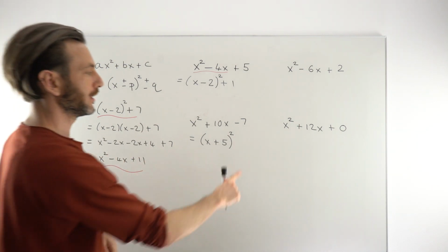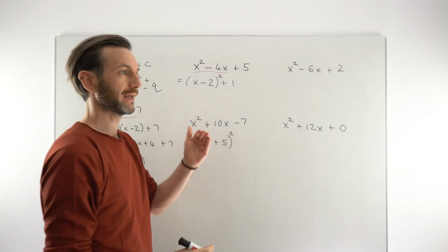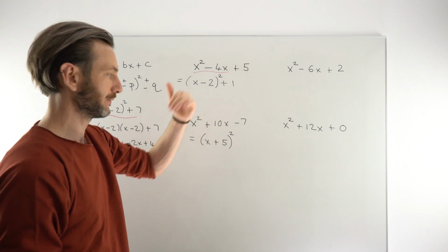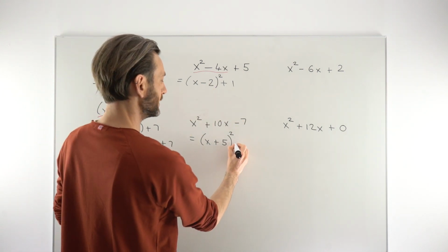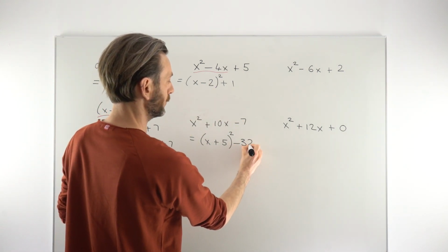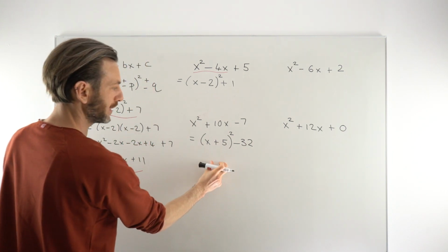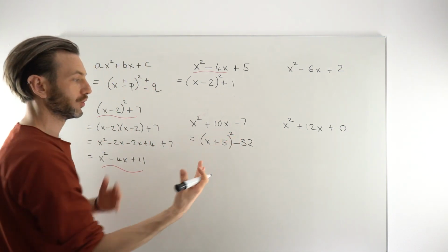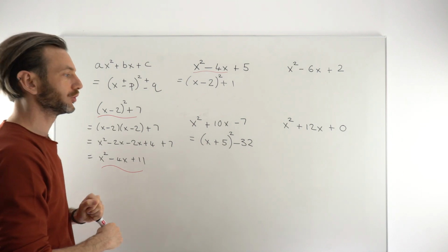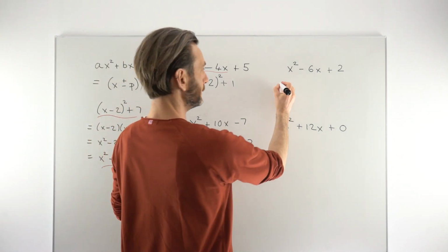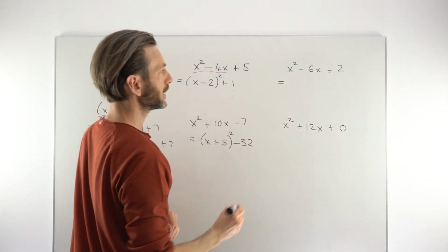We don't want 25, we want minus 7. So to get from positive 25 to minus 7, we would need to take away 32. So if you expanded that out, you would get 25 minus 32, which gives you minus 7. So that's all you have to do. Pretty easy, right?